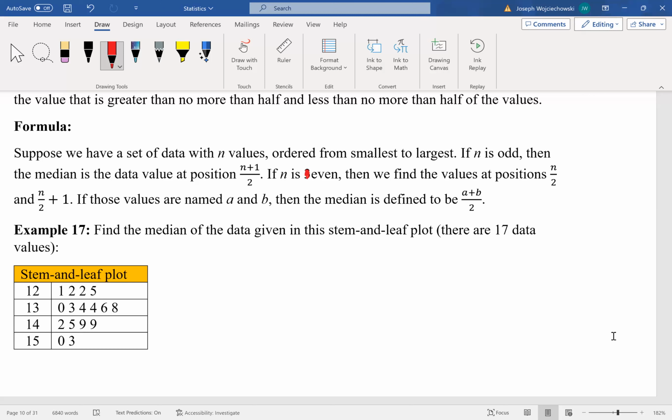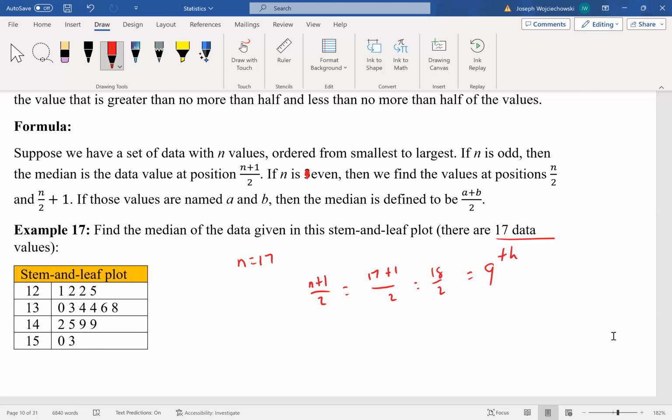So find the median of the data given in the stem leaf plot. It tells us there are 17, so n equals 17. 17 is odd. So we take n plus 1, divide it by 2. 17 plus 1 divided by 2, 18 divided by 2. So we're looking for the 9th data point.